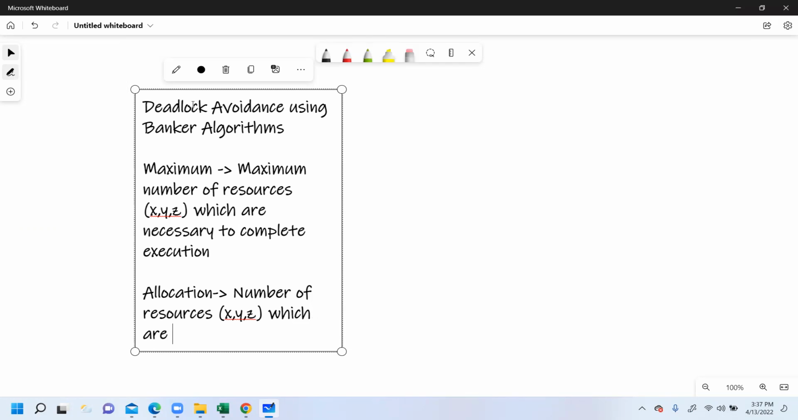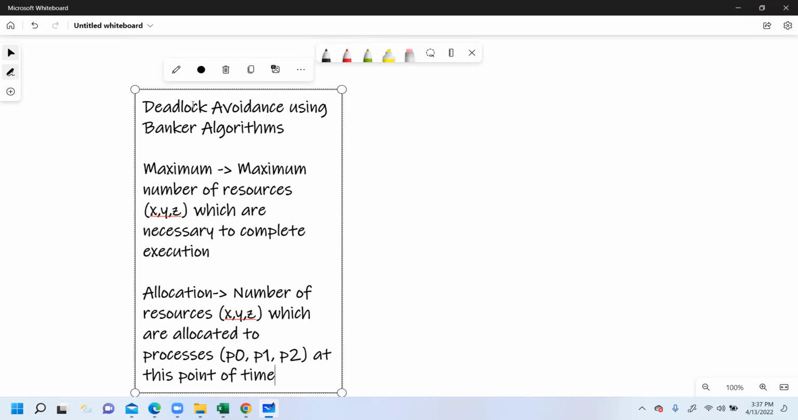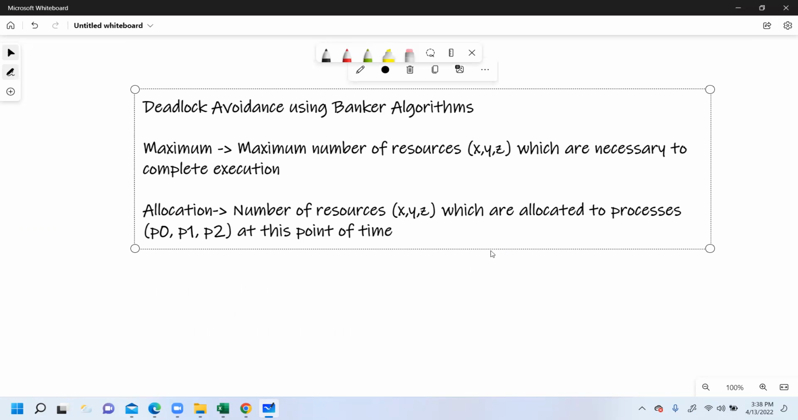which are allocated to processes P0, P1, and P2. So there are 3 processes at this point of time. So at this point of time, this is the current scenario. Is that clear? So this is very important at this point of time.